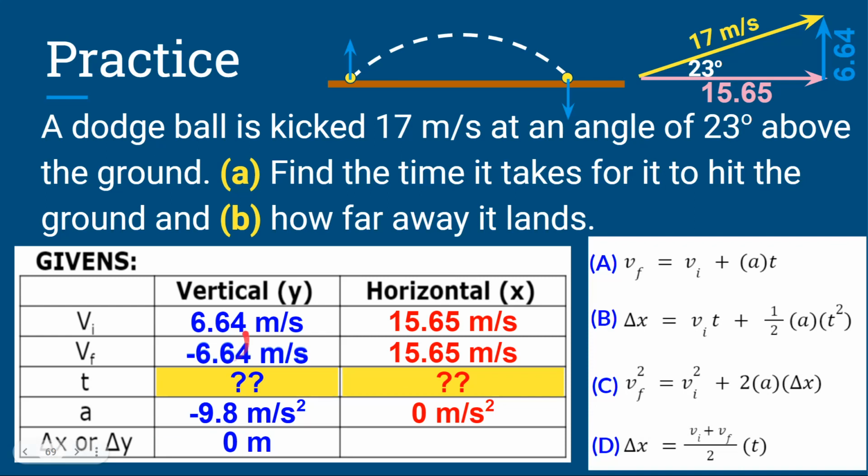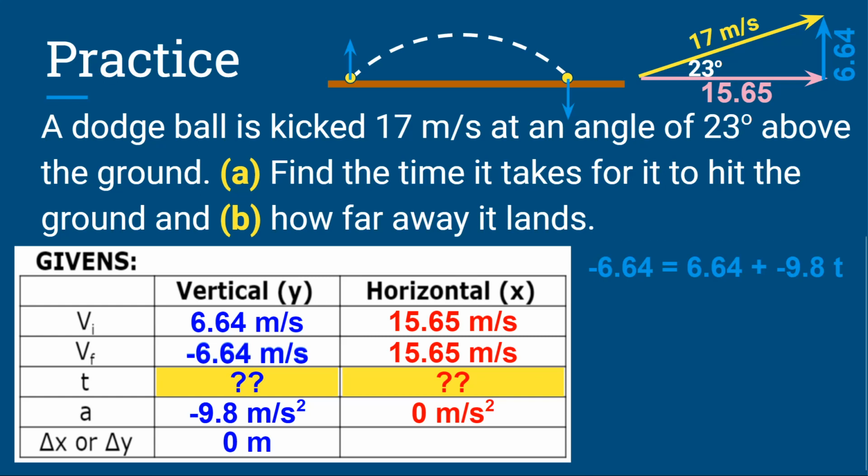If I look at my vertical data here, again, I have VI, VF, A, and delta X, which means I can use any equation up there as long as it has time in it. I can use it to find time because I know everything else vertically. The easiest one to use, with the fewest steps to solve, is going to be this first one: VF equals VI plus A times T. If we substitute into that equation, we can solve for time. But again, remember, we're only pulling from the vertical side. So don't pull from both.